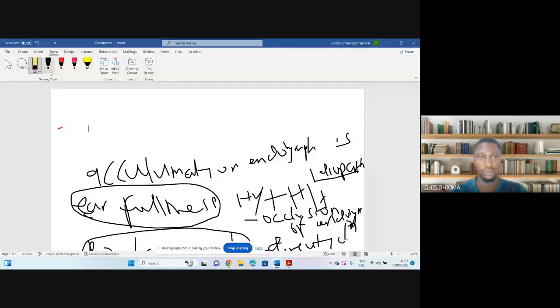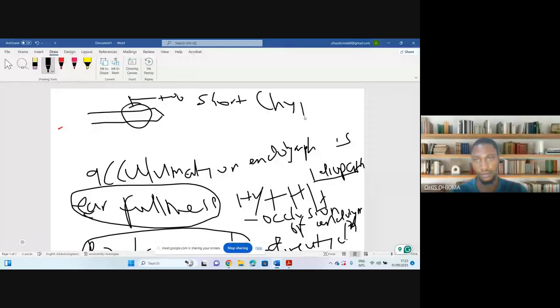So what happens here is that for those who are far-sighted, the images are formed behind the retina because the eyeballs are too short. For people who are far-sighted, they have a very short eyeball, and so this is hyperopia. The eyeballs are too short, so the image is formed behind the retina, right? So those are people that are far-sighted.